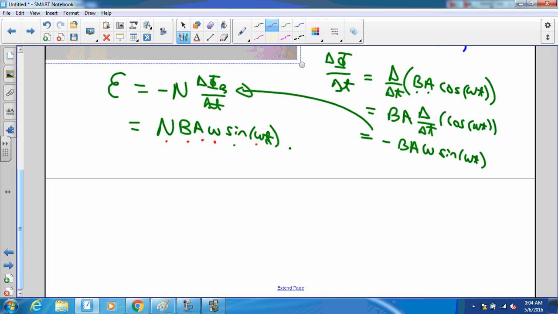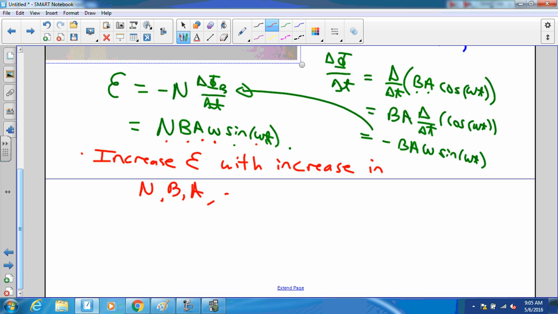Okay. So the first implication then is that I can increase EMF with an increase in any factor: N, B, A, or omega. The second implication is that the EMF that is generated is not going to be a constant, but instead is going to be a sinusoidal function of time. In other words, we call this an alternating current.